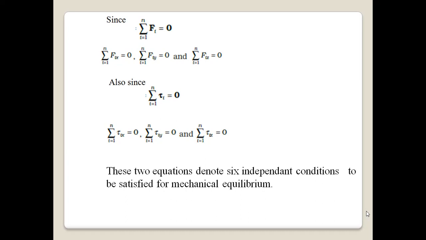Similarly, for rotational equilibrium, sigma i equal to 1 to n, tau i equal to 0. So here also the torque tau can be split into its components along the x-axis, y-axis and z-axis. So altogether, these equations denote 6 independent conditions to be satisfied for mechanical equilibrium.